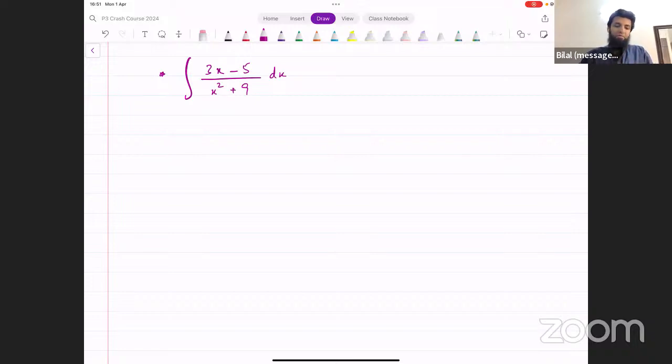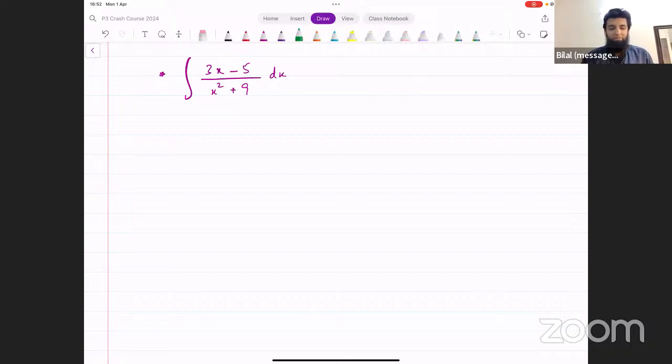Now, what if you have something like this? Integral of 3x minus 5 divided by x squared plus 9. Again, it's a fraction. How do we think about this? We think of using the rules that we've done until now. ln rule. What's the derivative of the denominator? The derivative of the denominator is 2 times x. Can we have that in the numerator? Well, we can't, because we also have this constant. We also have minus 5 here. How do we get rid of that? We can't. So it can't be the ln form as it is right now.